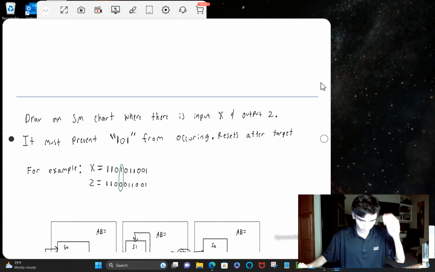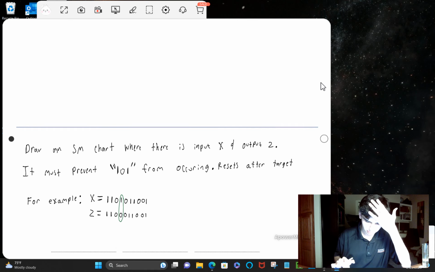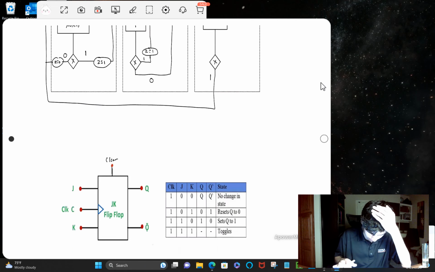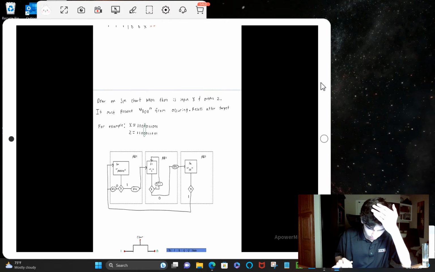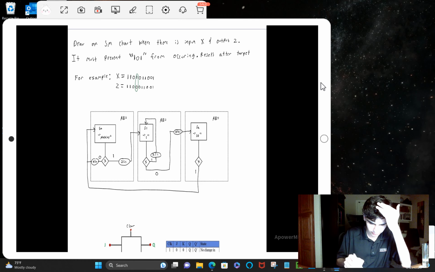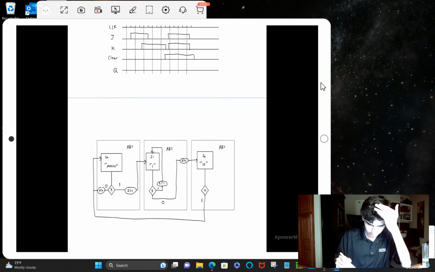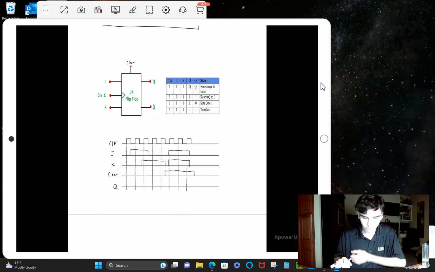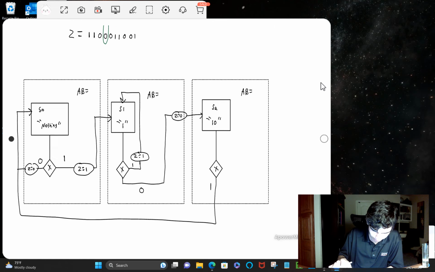Okay, so we want to draw an SM chart where there's an input X and output Z. It must prevent this from occurring. Resets after target. Example input is this. So let's do it from scratch again. I just felt like that's just better. Let's store this down here in case we mess it up.